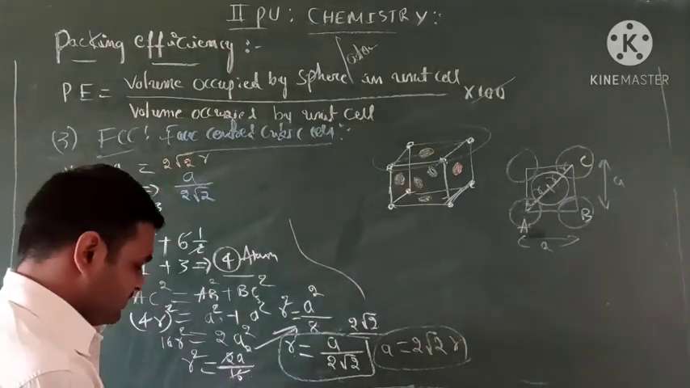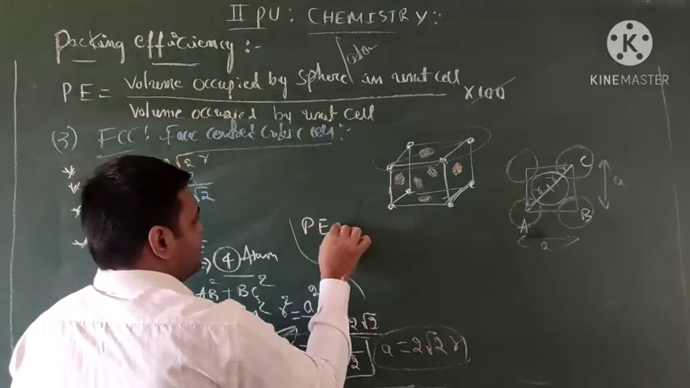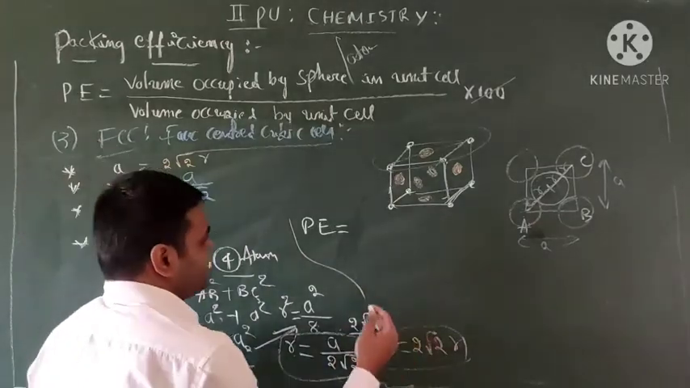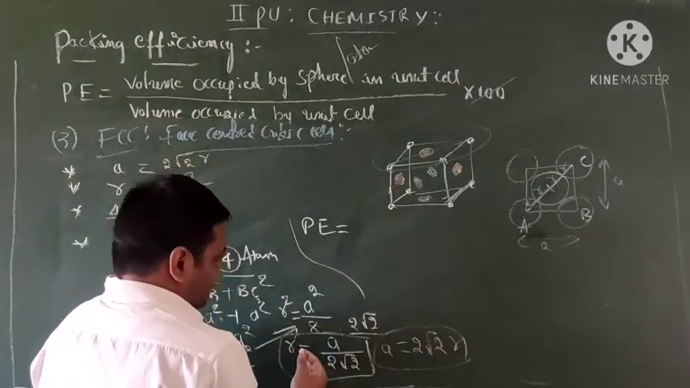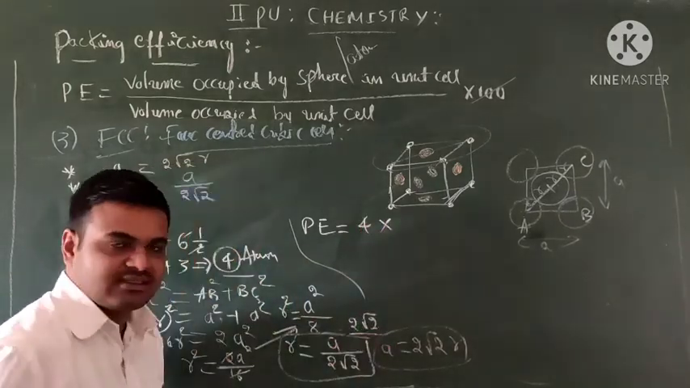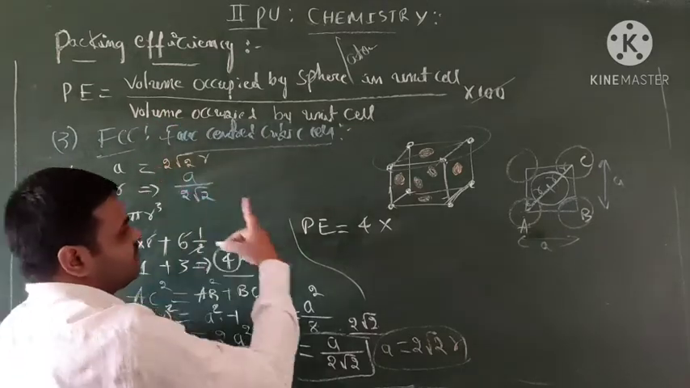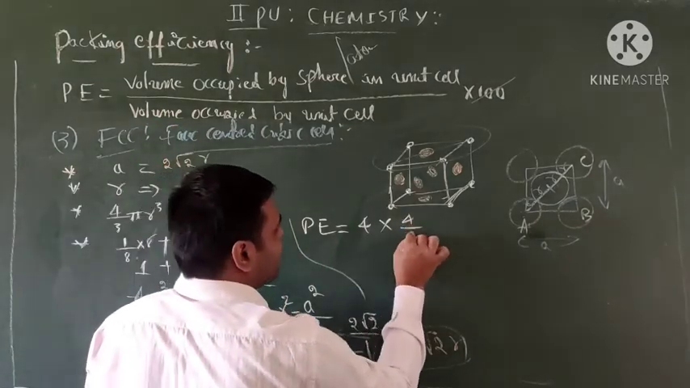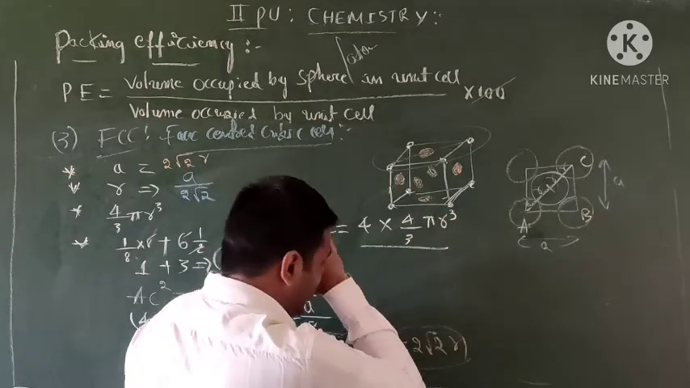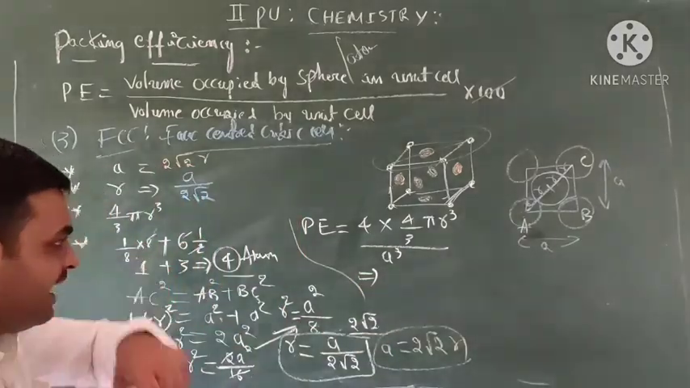Then simplify the packing efficiency. I will tell one method, and then another method. You can choose whichever is best. The number of atoms present in a face-centered cubic cell is 4, so the volume of 4 spheres is 4 into 4 by 3 pi r cube, divided by a cube. This is what we write for a cube.